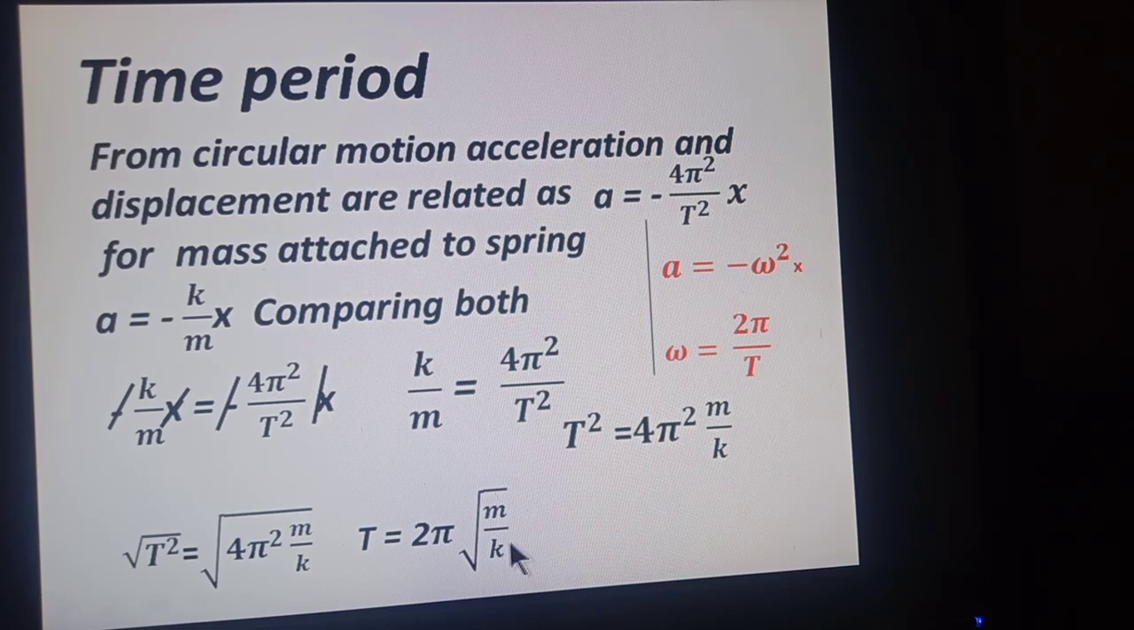The equation shows that time period depends upon mass only. k is constant, 2 pi is constant, so we can write that T is proportional to under root m. More the mass, more will be the time period, and slow it will move.